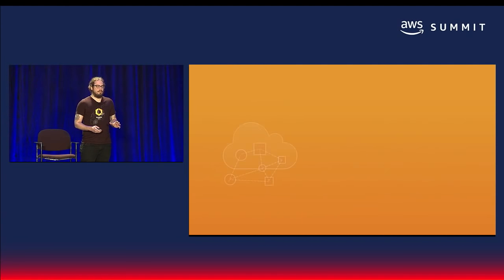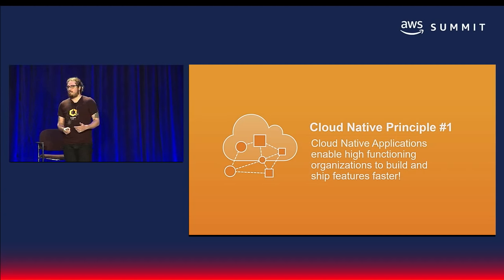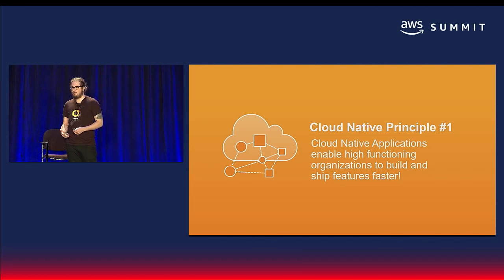So this leads into the cloud native principle number one, which is that a cloud native application enables a high functioning organization to build and ship features faster. And the reason why they're able to build and ship features faster is because they're using modern tools such as containers and lambdas that give them reliability, that give them the confidence that they need to actually build things and get them deployed to their production environment without worrying about it breaking everything.